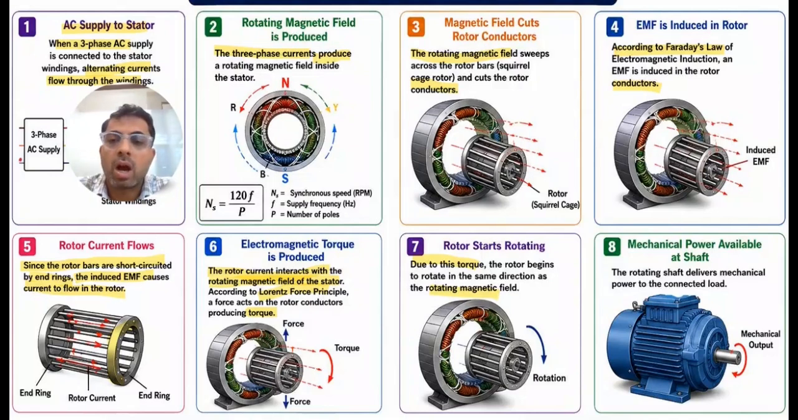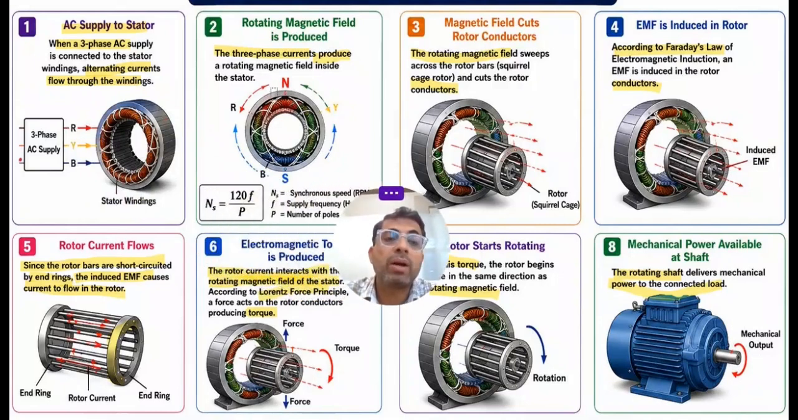And what will happen? The rotor is rotating. And the last very important step, the rotating shaft which is attached to this rotor delivers mechanical power to the connected load. Okay, and because of this it will rotate. So what will happen? AC motor में क्या होगा? The electric power, that is the three-phase AC supply, is converted into mechanical output.